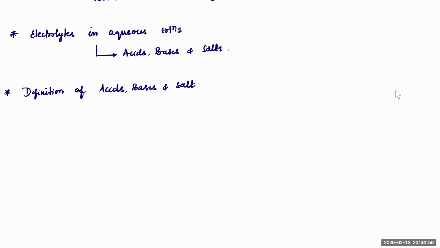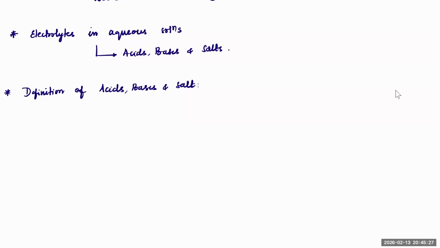Arrhenius acid base theory, which means if an electrolyte is able to increase the H plus ion concentration in aqueous solution, we call it as Arrhenius acid. Or if the electrolyte is increasing OH minus concentration, we call it as Arrhenius base. And a product which is forming out of acid base reaction is called as salt. Simple. This is a basic definition we should know.